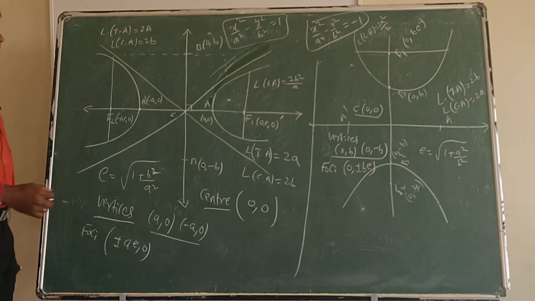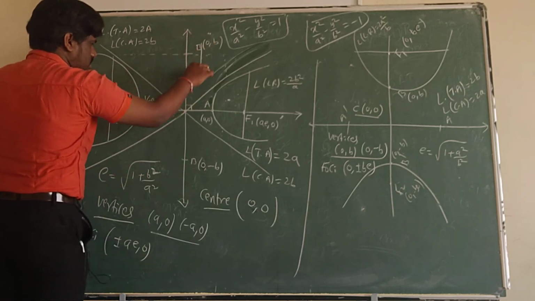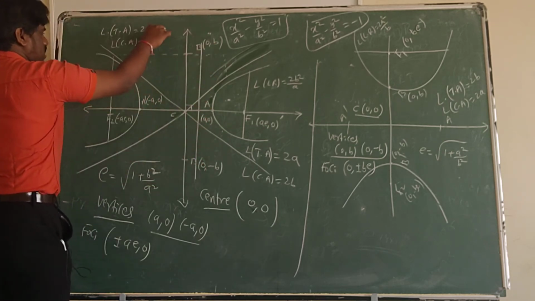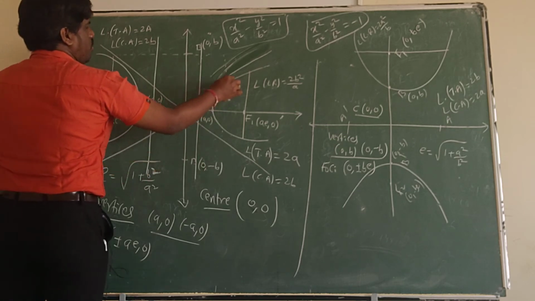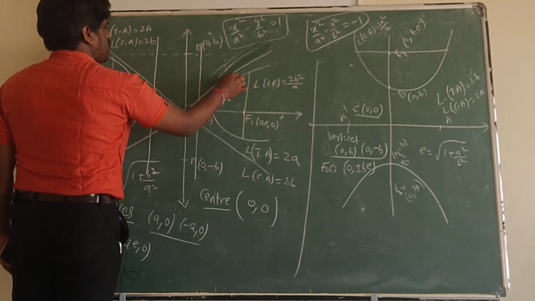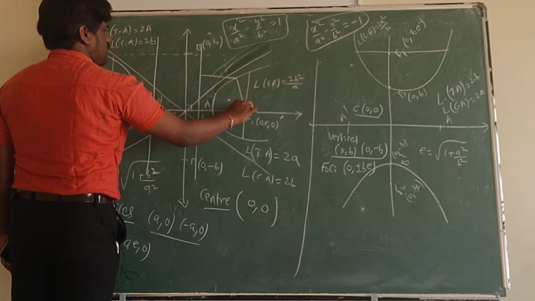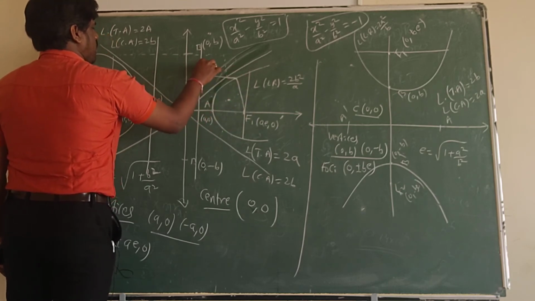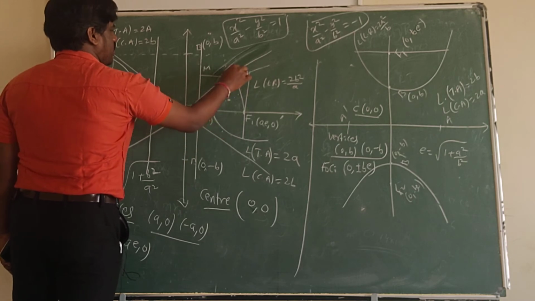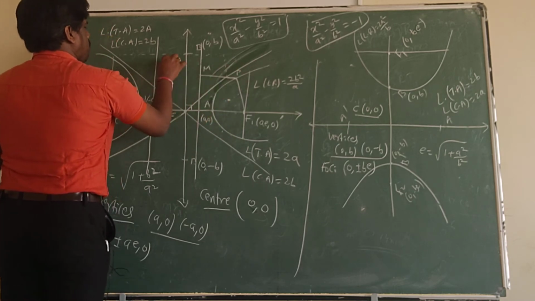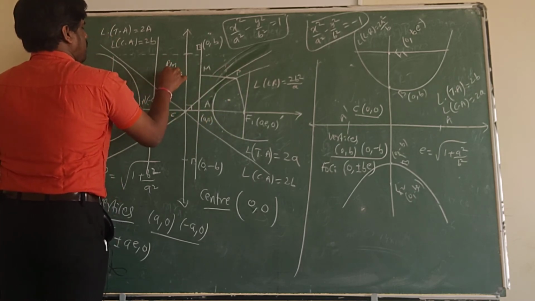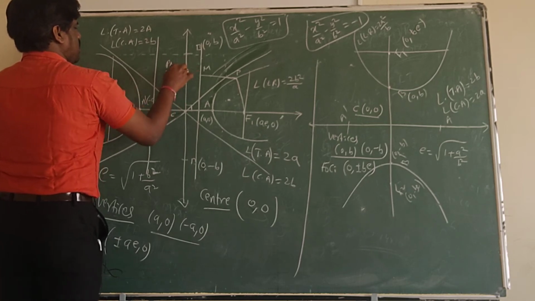Now you know the directrix. This will be the directrix. Already I told you, one point will be there. You can watch yesterday's video. You will get this point. Suppose this is a point M, this is a point F1 and this is a point P. So PM by PF1, that ratio will give you the eccentricity.